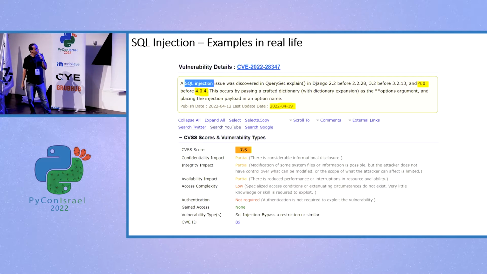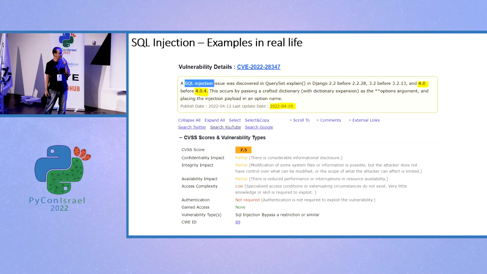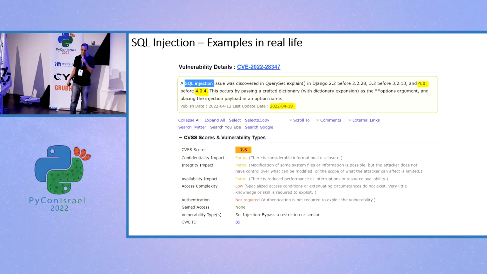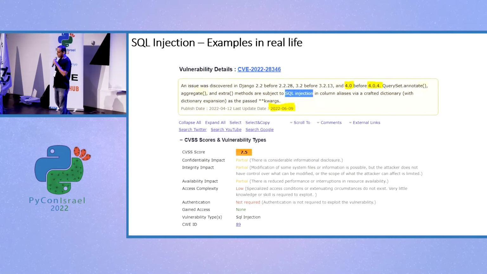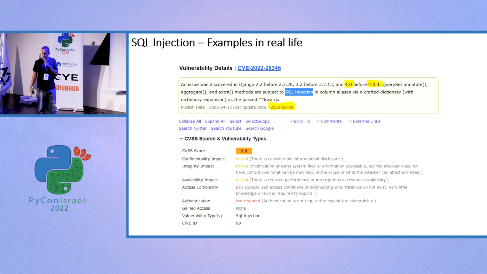In 2022, just 2 months ago, a SQL injection was discovered in Django in the latest major version. So it still is very relevant, and even the framework itself can be vulnerable. Here is another example from Django. Here specifically you can see the aggregate and extra methods were vulnerable to SQL injection, and these are pretty common.